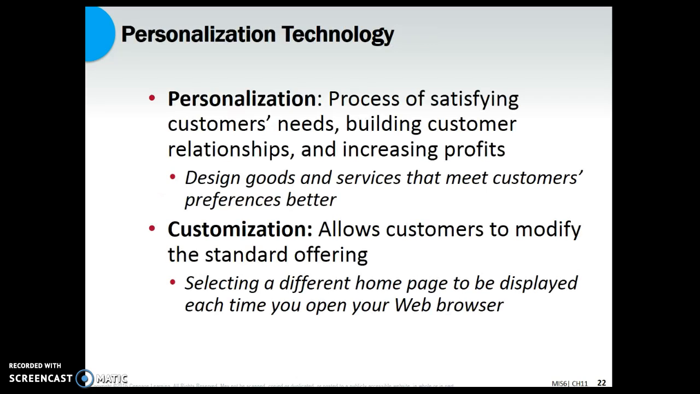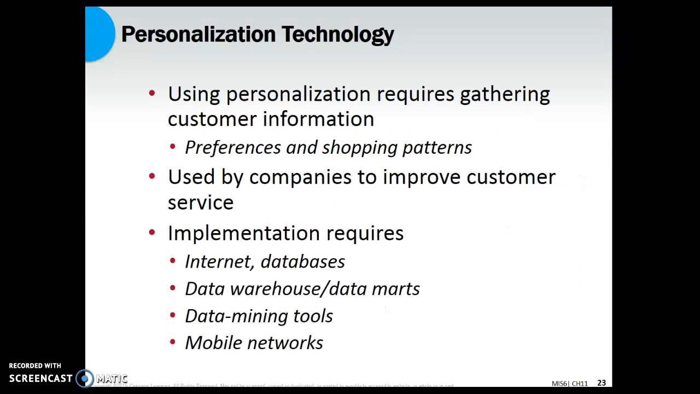So personalization technology, what that is, it's the process of satisfying customer needs and building customer relationships and increasing profits. You design goods and services to meet the customer's needs. Customization allows customers to modify the standard offering. So when you have personalization of technology, it requires gathering customer information, and we kind of talked about that when we talked about doing any type of project management. You need to understand the requirements gathering piece of something first prior to doing any kind of personalization.